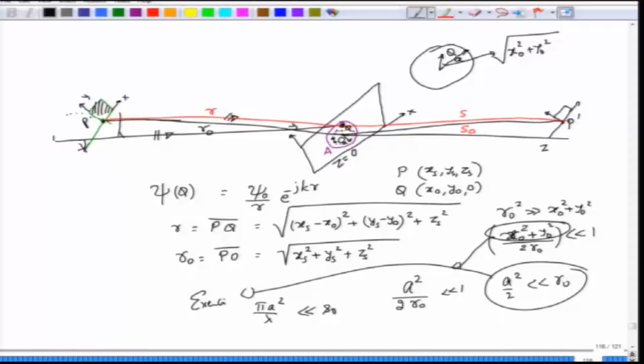So, this is pi a square by lambda should be much less than s 0, as you can actually obtain from the expression for s 0. Okay. So, I will develop this one more clearly in the exercise. And then I will also tell you what the implications of not having to satisfy this equation.